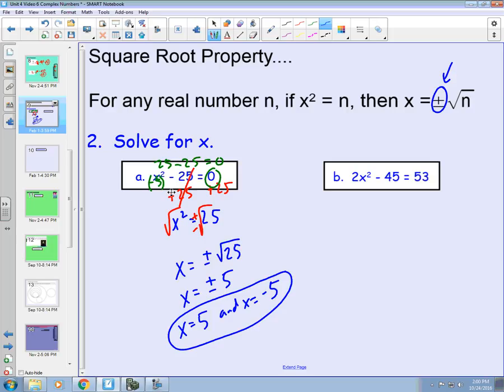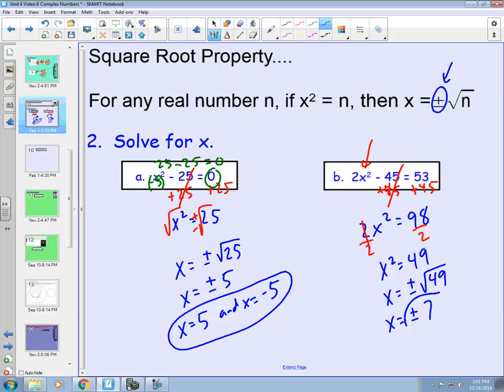All right, so let's try B. Same thing, only one x, so we should be able to solve for it. Add 45 to both sides. Now we've got 2x squared equals 98. Get rid of the 2. Divide by it, and we've got x squared equals 49. Now to solve this, we can take the square root. x is going to be plus or minus the square root of 49, which means we have two answers, positive and negative 7. So plus or minus 7 would be the answer.